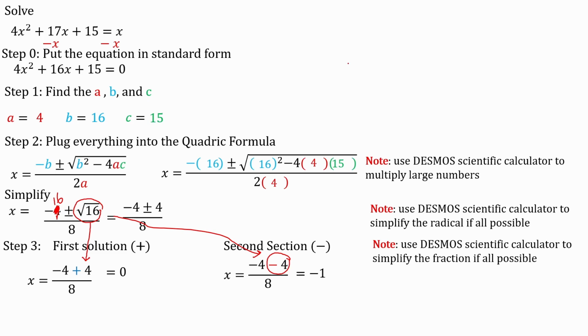So question C and question D are both considered to be rational solutions because you have an actual whole number. A and B were irrational.